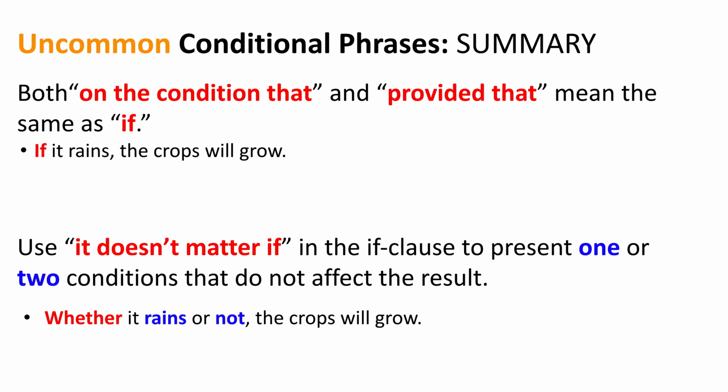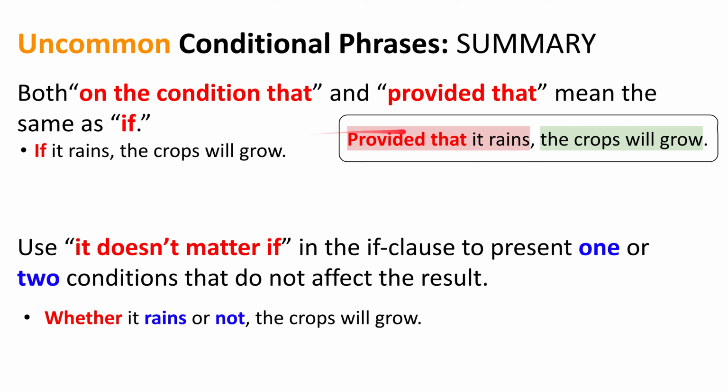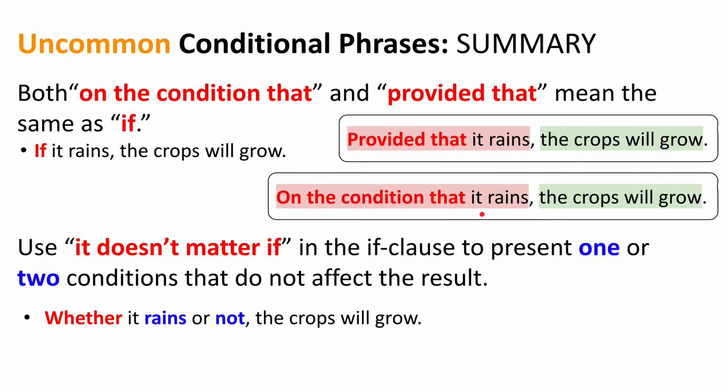Moving on now, let's do a quick summary. We use both on the condition that and provided that, and they mean the same as if. So, for example, if it rains, the crops will grow. Provided that it rains, the crops will grow. On the condition that it rains, the crops will grow. So provided that, on the condition that, they mean the same as if.